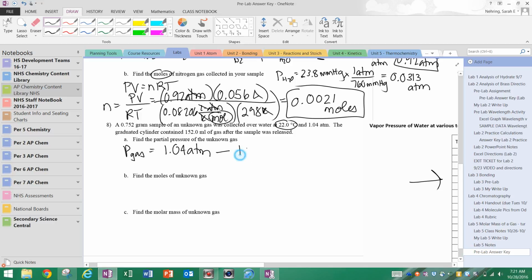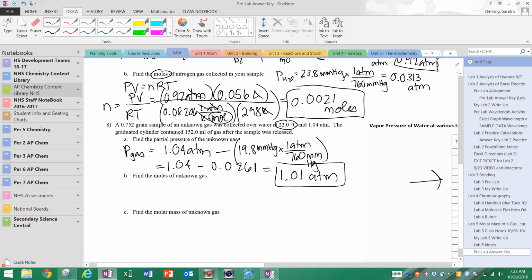And 19.8 millimeters of mercury, I need to convert into atmospheres. I'm just going to show it all in one step: 19.8 divided by 760. So this is 1.04 minus 0.0261, because this should have 3 sig figs in it. And 1.04 minus 0.0261 is going to be 1.01 atmospheres. I'm stopping at the hundredths place because of my subtraction sig fig rule.